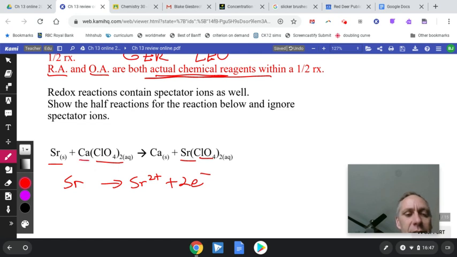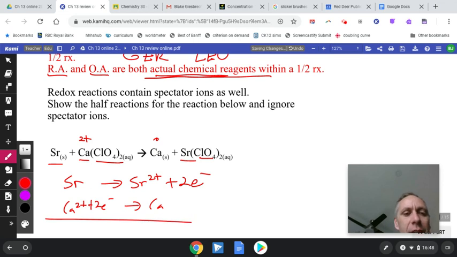It's the calcium we're after. Calcium in here is an ion with a 2+, and here it's an element of 0. Calcium 2+ goes to calcium 0, and you add the electrons to the more positive side. Okay, I could add these up and get the net reaction. We know that ClO4- is called a spectator ion.